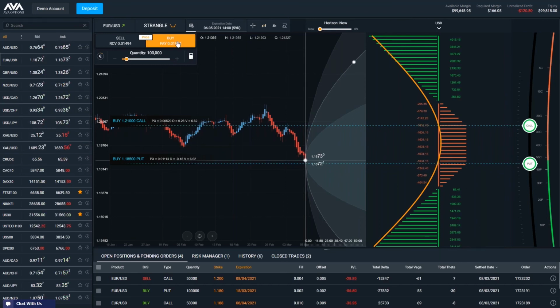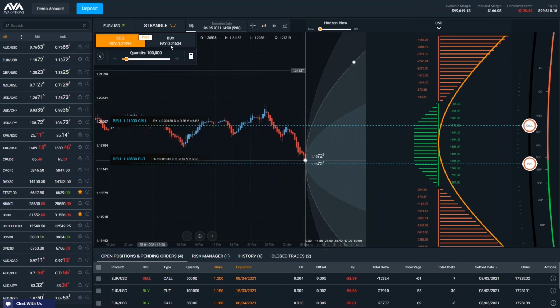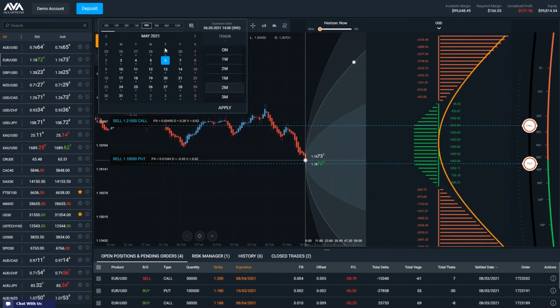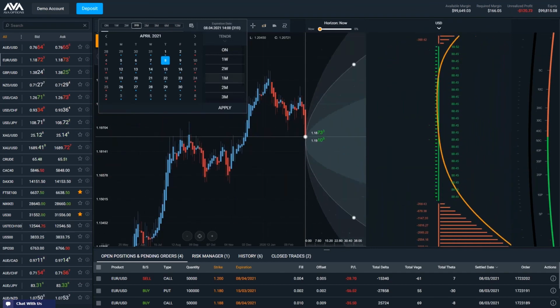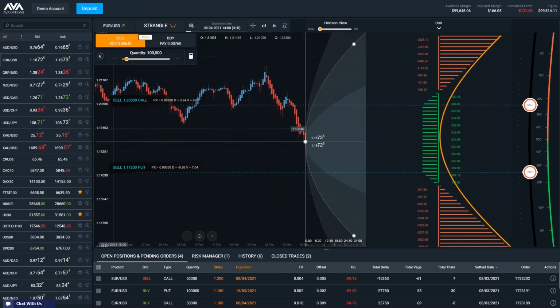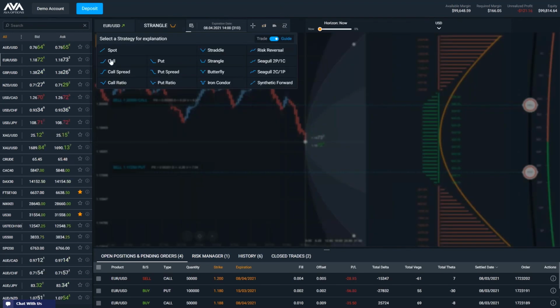So here's buying a strangle, here's selling a strangle. You can do either one. You can change the expiration dates again. Okay. Options can also be set. If you do an individual option, you can put limit orders on an option.